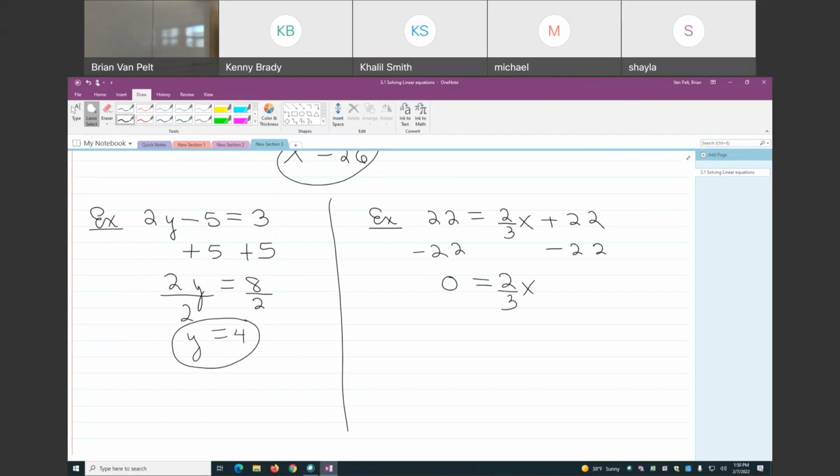Now, what was the other thing that I do to clear these out? What do I multiply by? It's the reciprocal, so multiply by 3/2. I'll do the same thing over here. You don't need to do over 1. What's 0 times anything? These cancel.